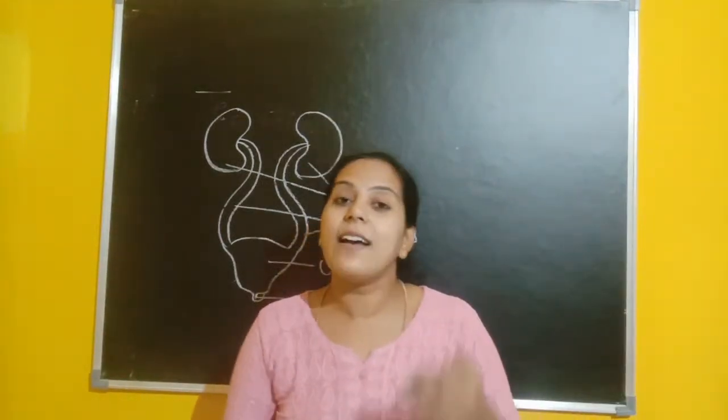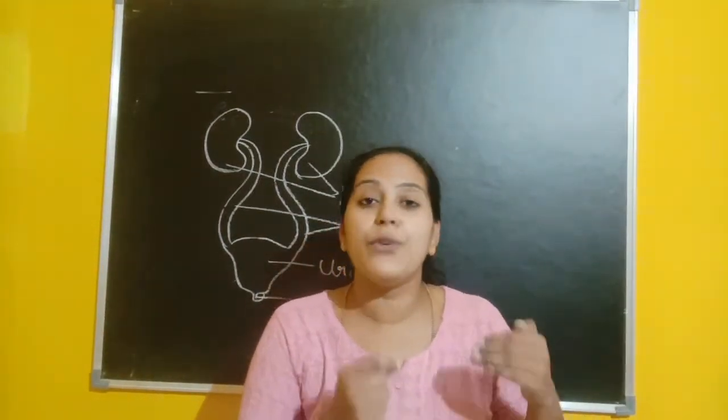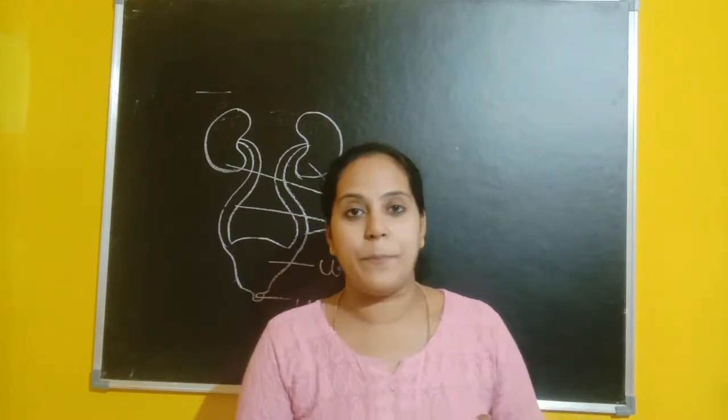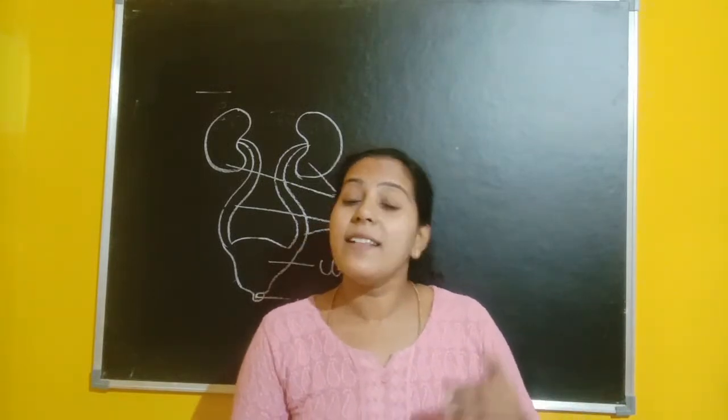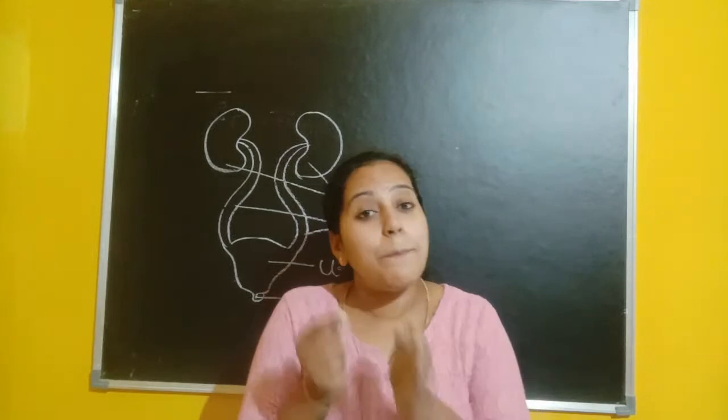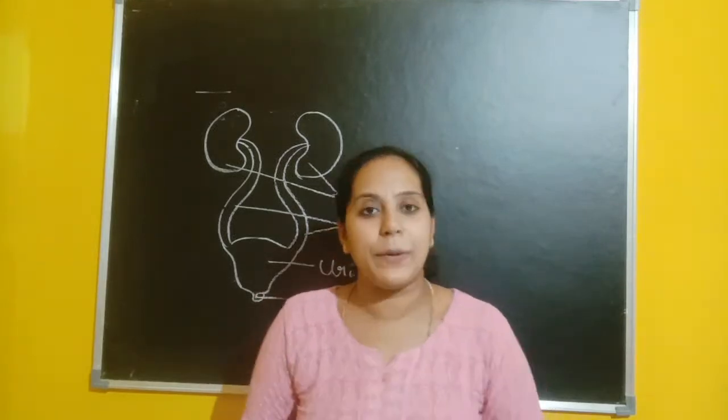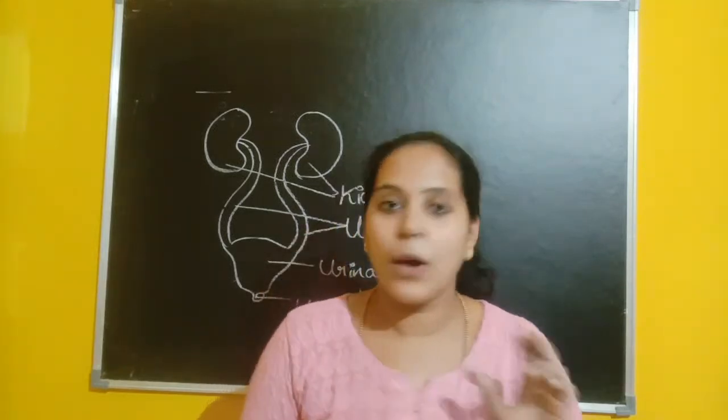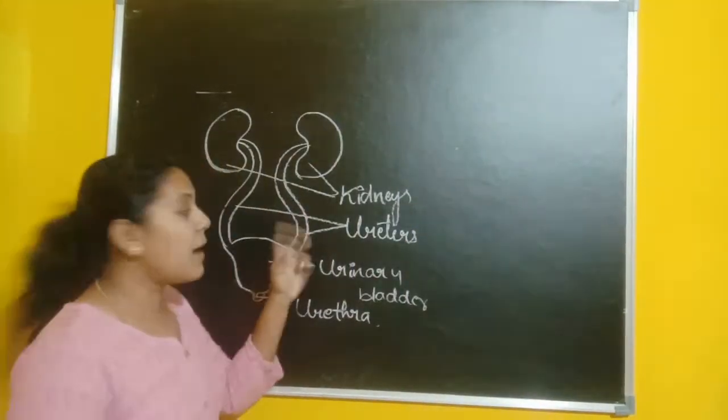See, kidneys are considered as the basic filtration unit of the excretory system. Okay, they consist of nephron, which is called the basic filtration unit. You have to write that when they ask about the kidneys. Okay, so kidneys. Next, explain ureters.